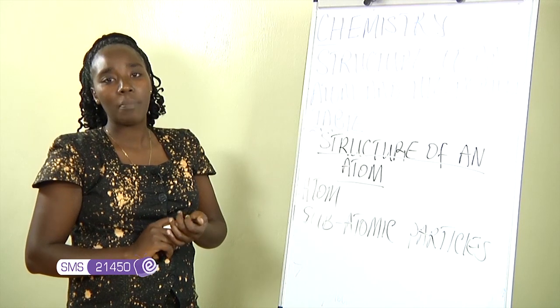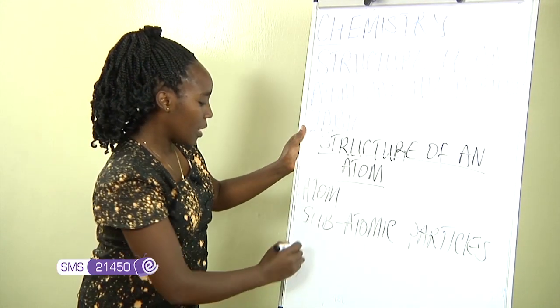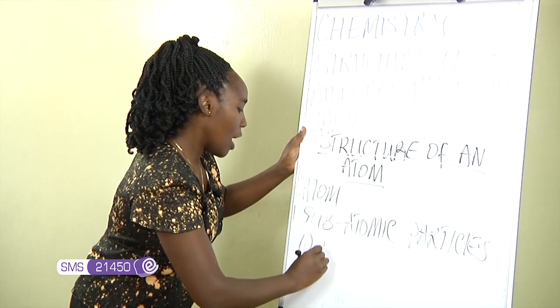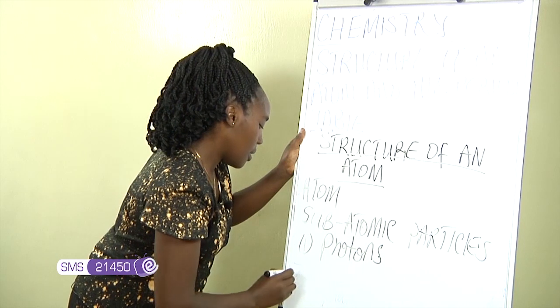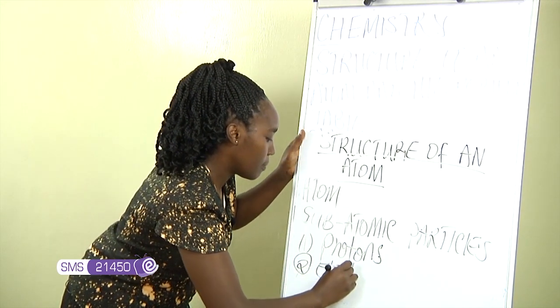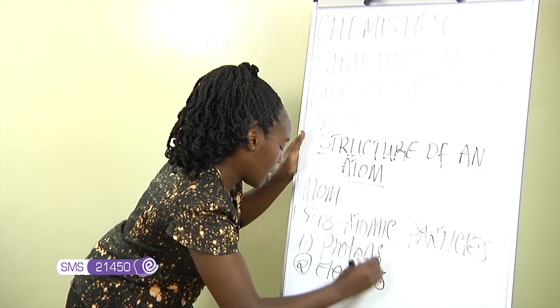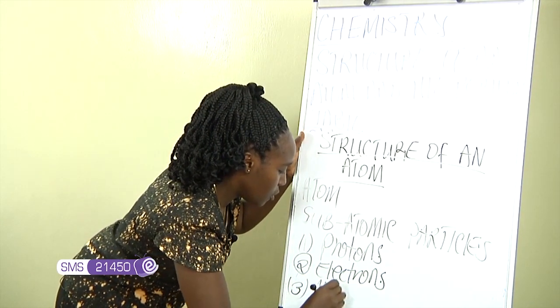The subatomic particles are usually 3. They involve, number 1, we have protons. Number 2, we have electrons. And number 3, we have neutrons.